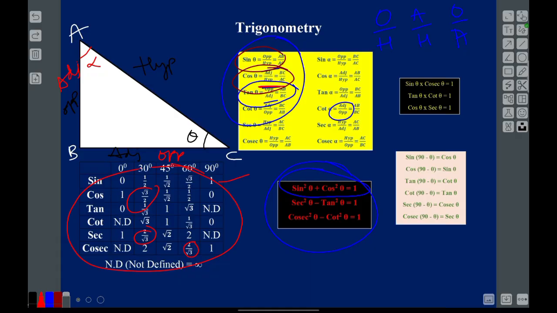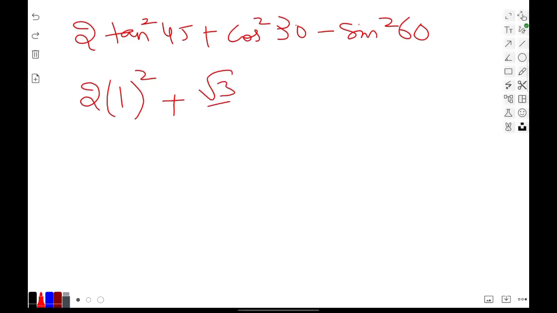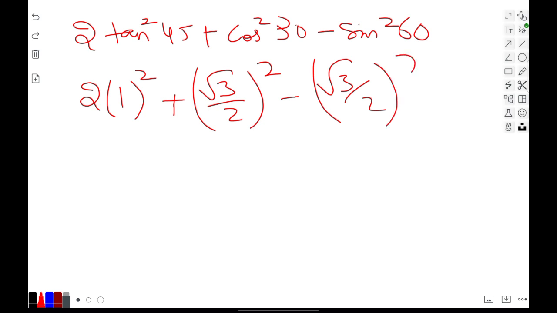So substitute the value over here. Root 3 by 2 whole square minus sine 60, which is also root 3 by 2 whole square. Here don't waste time on calculations, as we have plus and minus with the same number, so you can cancel. Here 1 square is 1, 1 into 2 is 2, so the answer is 2. Try to keep it simple and short.